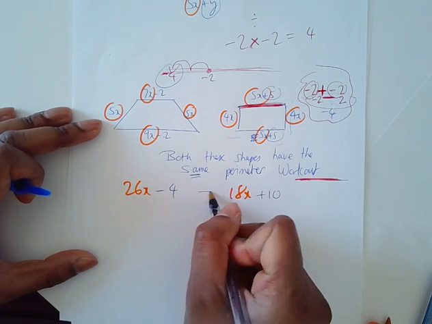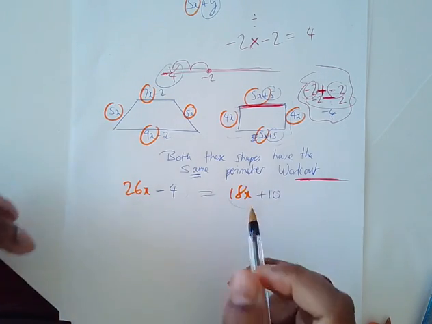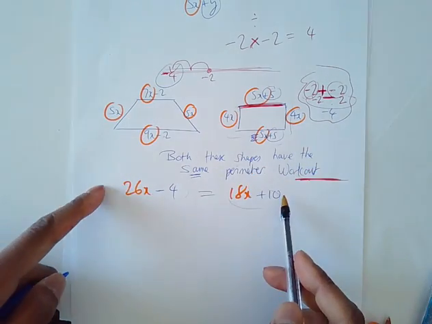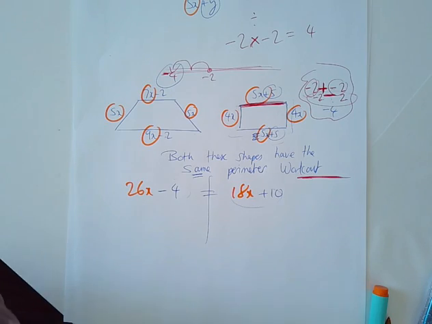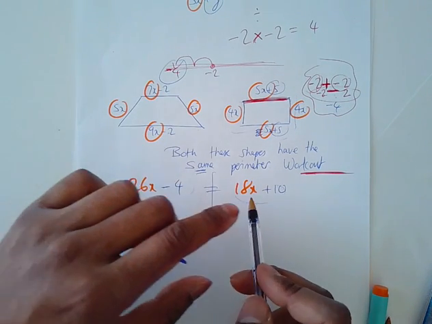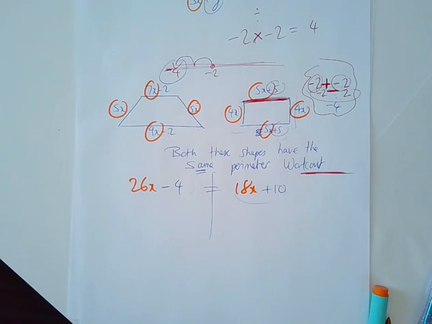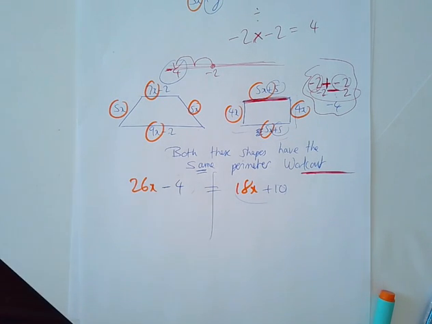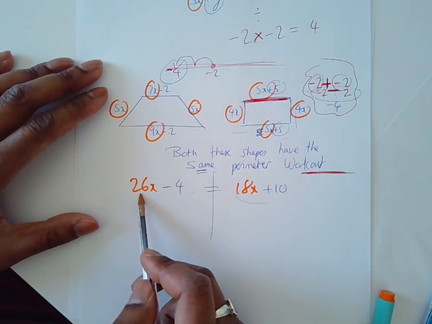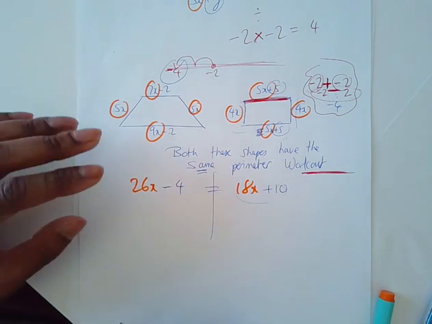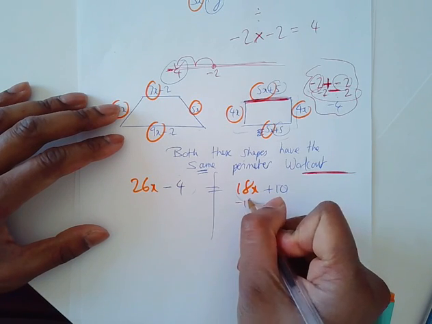Both shapes have the same perimeter. Same means equal. So make this perimeter equal to this perimeter. Both perimeters are the same. They are equal. So now we need to find the value of x, solving the equation. We've got x on this side, x on that side. Looks a bit untidy. So what I'll do is eliminate one of the x terms. What I normally do is pick on the smallest. Instead of picking on the 26x, I pick on the smallest, the 18x. So to get rid of positive 18x, I minus 18x.